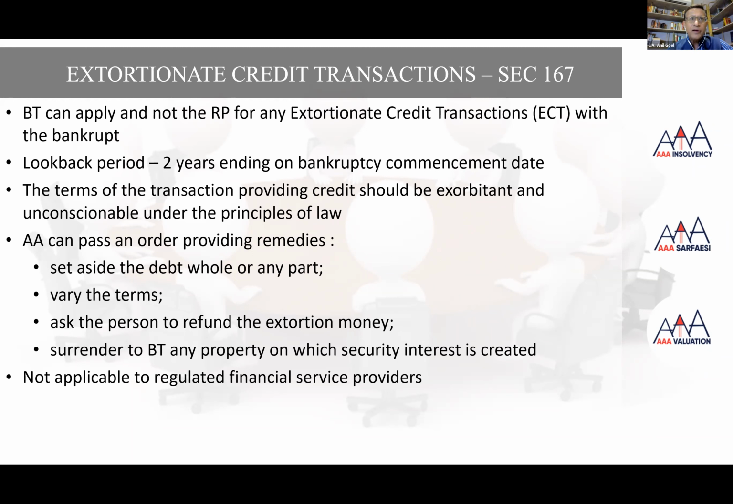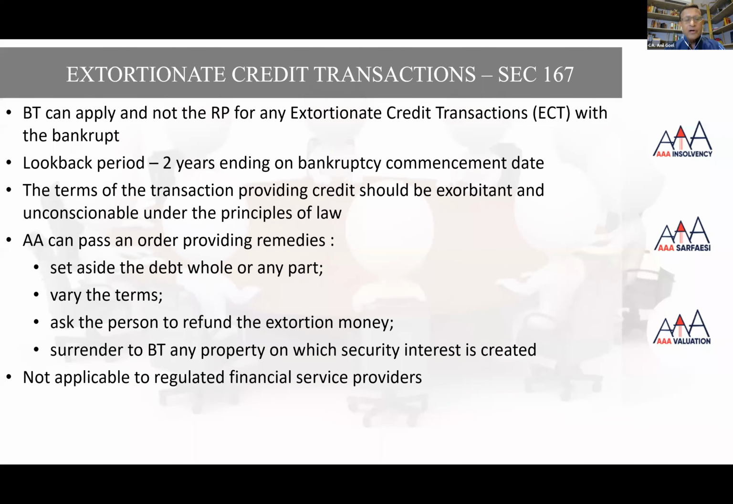So an extortionate credit transaction is one where, within the look back period, the bankrupt has taken any credit or loan from any person where the terms and conditions are exorbitant and unconscionable. Then this section 167 would be applicable, and the adjudicating authority can pass an order to set aside that debt in whole or in part, or change or vary the terms and conditions. I've seen a recent judgment where somebody was claiming 65% per annum interest, and it was considered an extortionate credit transaction, and the interest was reset to a generally acceptable market rate. That was the order given by the adjudicating authority in some other case.